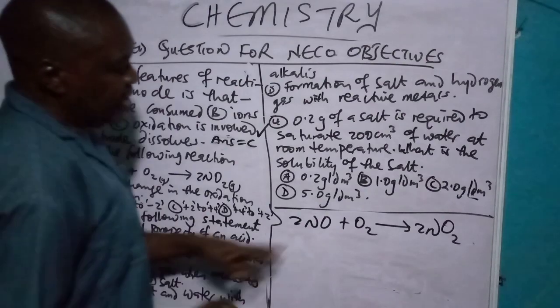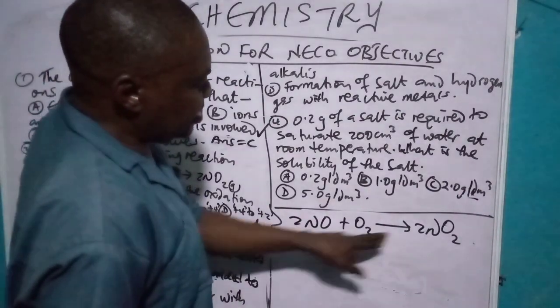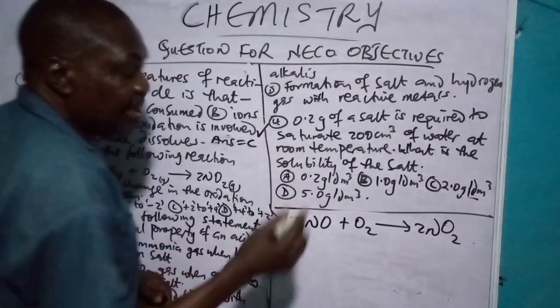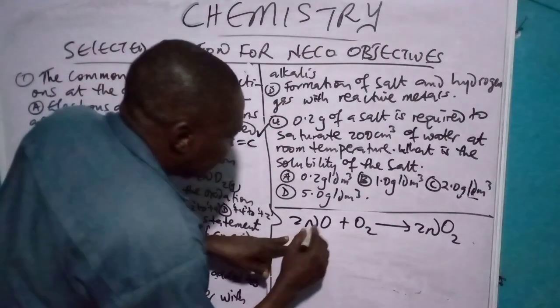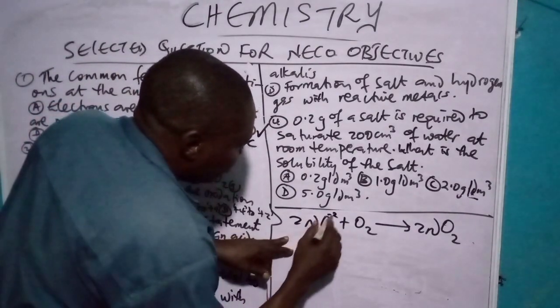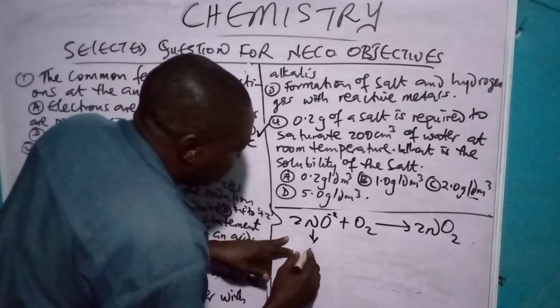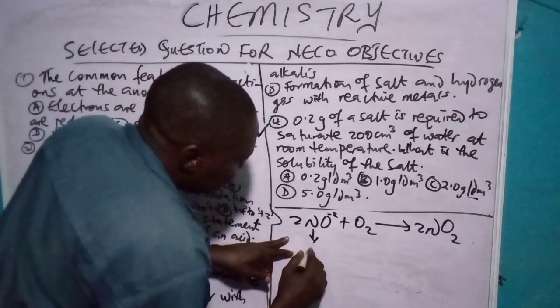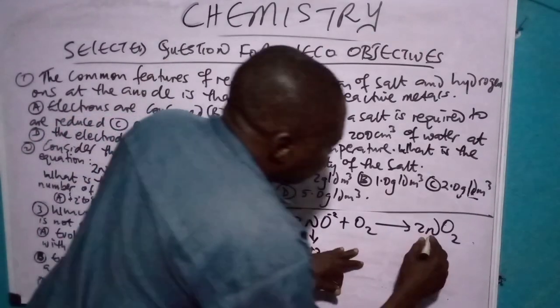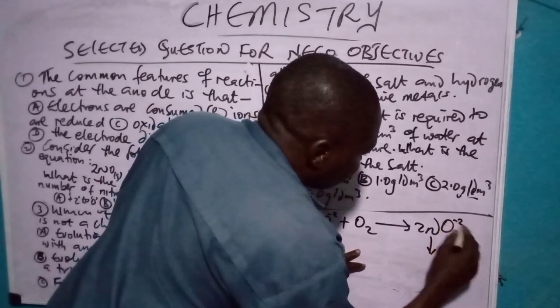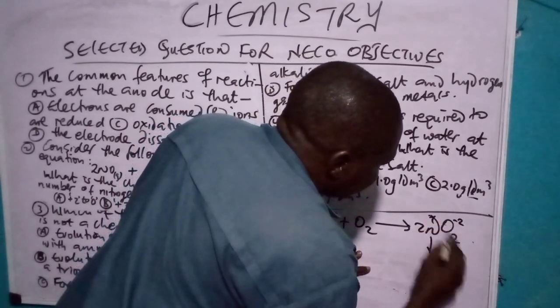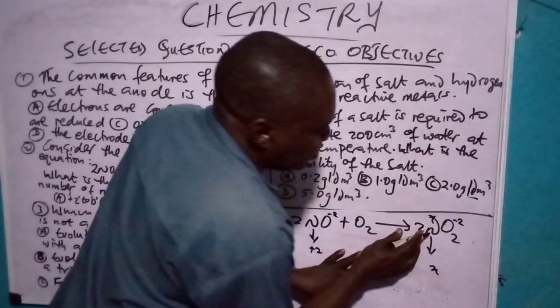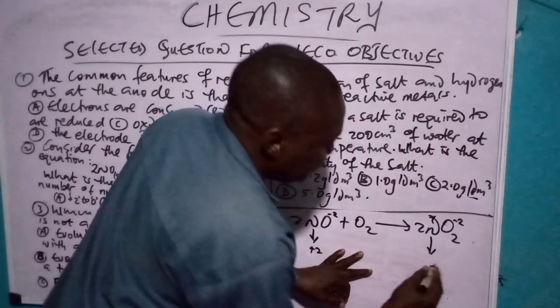Okay, this is nitrogen(II) oxide, oxygen, nitrogen(IV) oxide. But how do we know? Let's calculate the oxidation number. You look at this, oxygen is minus 2. So in which case, this automatically becomes plus 2. So nitrogen again here, oxygen is minus 2. You call this x. Ignore this 2, it's not necessary because you cancel it out at the end of the day.